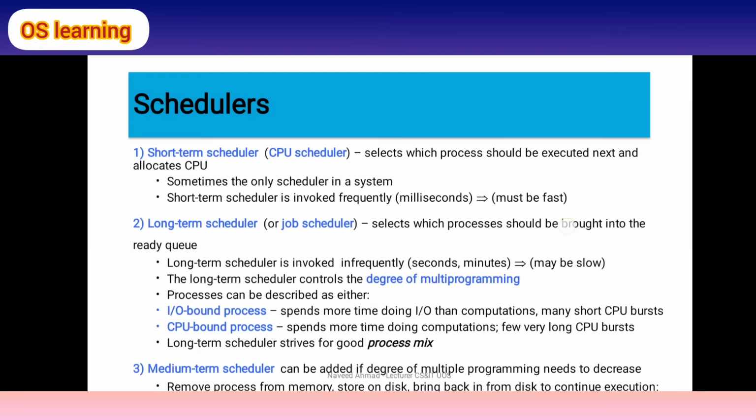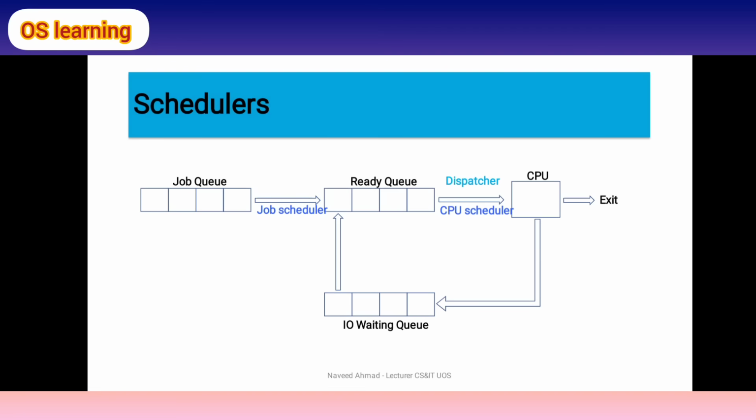Next we have the medium-term scheduler. The medium-term scheduler can be added if the degree of multiprogramming needs to decrease. With the medium-term scheduler, a process is removed from memory and stored on the disk, then brought back from the disk, and execution is continued.